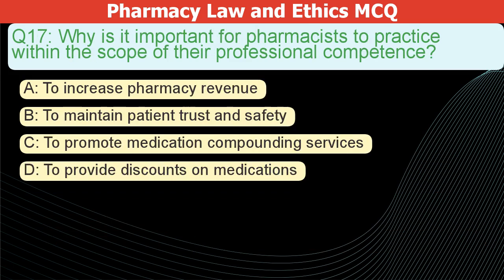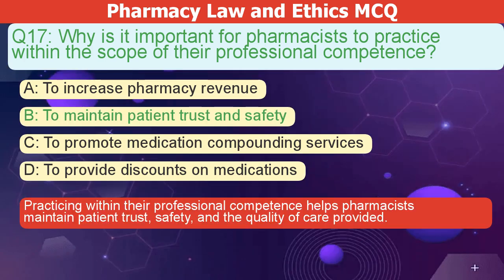errors. Why is it important for pharmacists to practice within the scope of their professional competence? A. To increase pharmacy revenue. B. To maintain patient trust and safety. C. To promote medication compounding services. D. To provide discounts on medications. The correct answer is B. Practicing within their professional competence helps pharmacists maintain patient trust, safety, and the quality of care provided.